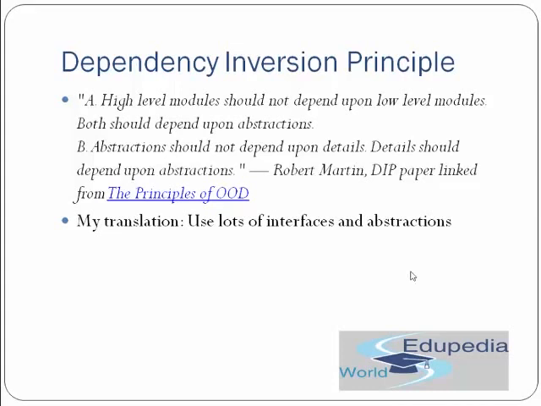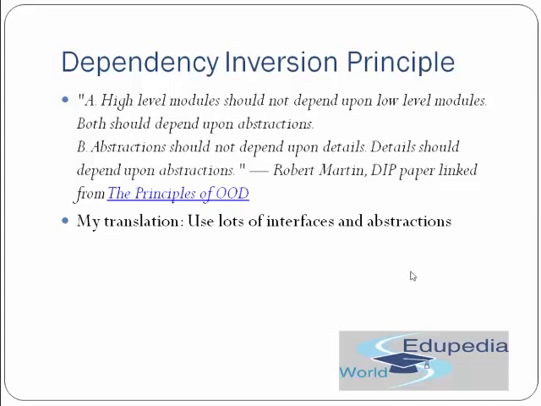dependency inversion principle. Fine. So this principle states that a high-level module should not depend upon a low-level module. Both should depend upon abstraction. And point B is that abstraction should not depend on details. Details should depend upon abstraction. Okay, so again, it's given by Robert Martin. And the translation would be: use lots of interfaces and abstraction.